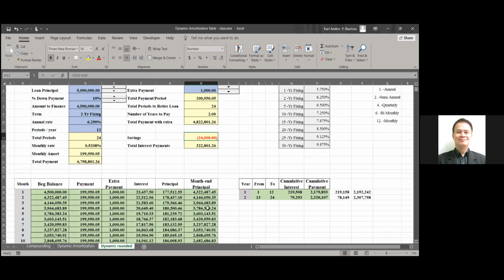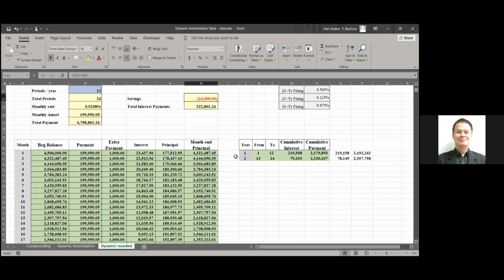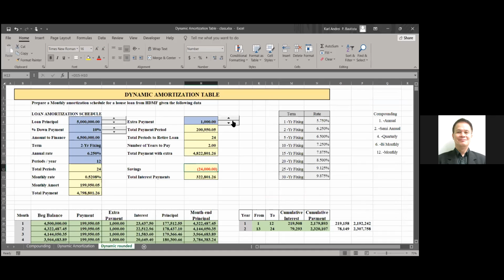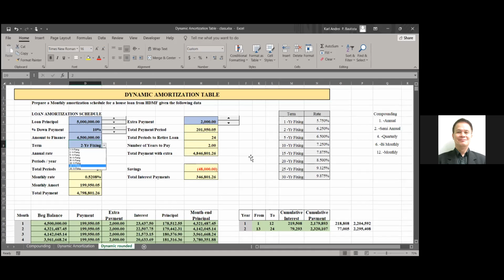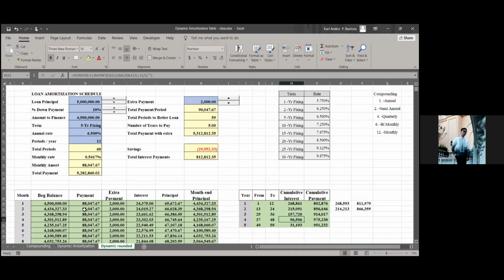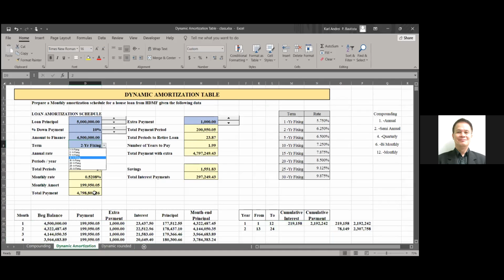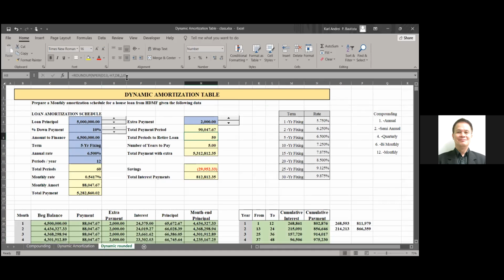Pag dinagdagan natin yung years niyan, baguhin mo yung periods, kunyari. Gawin natin yung year fix, yung term natin. Gawin mong 5 years yung term, yung nasa D9. Ayan po. Nirround up mo ba yan? Ito po, naka-round up. Ay, hindi naka-round up yan. 59 pa rin po siya.